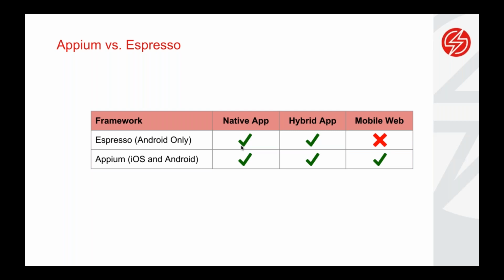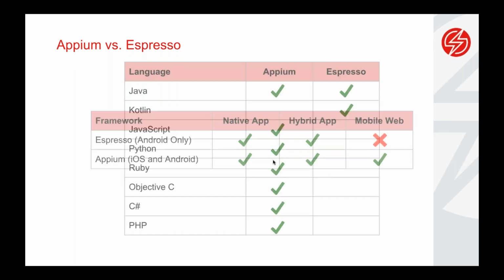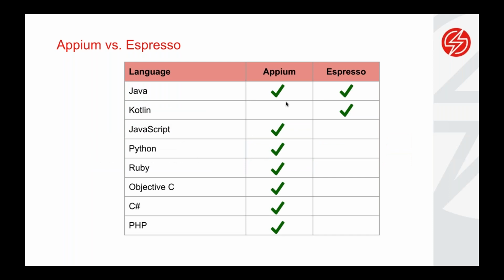Another difference is that Espresso is only for mobile apps, a native app or a hybrid app. You cannot use it to test mobile web, whereas Appium can be used for mobile web as well as mobile apps. Another differentiating factor is language support. You can use a lot of different languages, a lot of the popular languages to write your Appium test script, whereas Espresso either has to be in Java or in Kotlin.